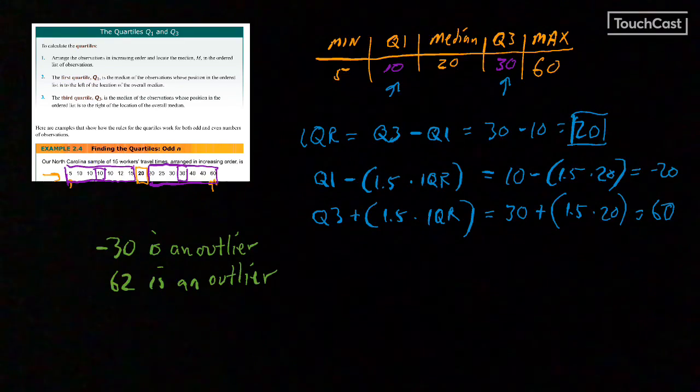So hopefully that clarifies a little bit about how to figure out the 5-number summary, as well as how to figure out what the range of possible values is without being considered an outlier.